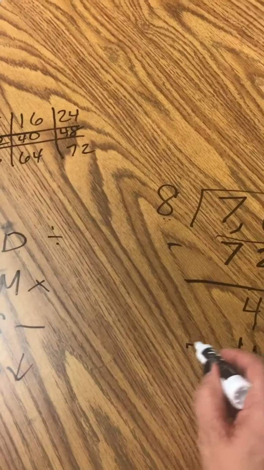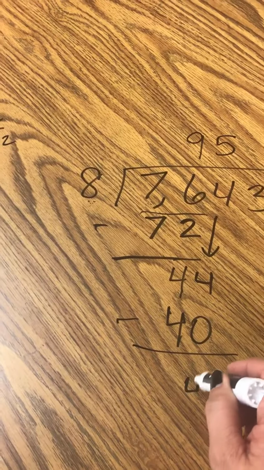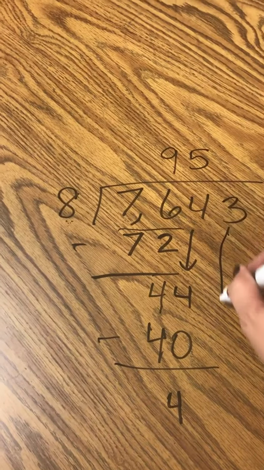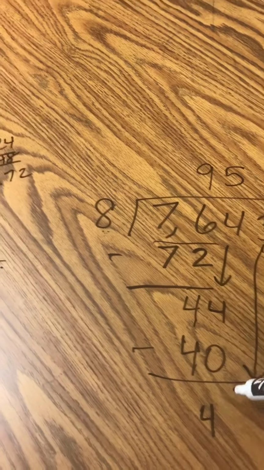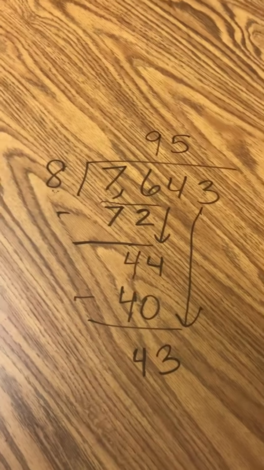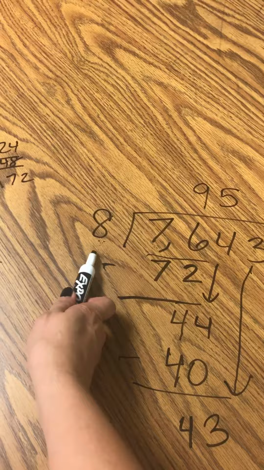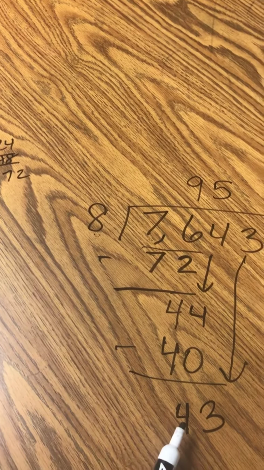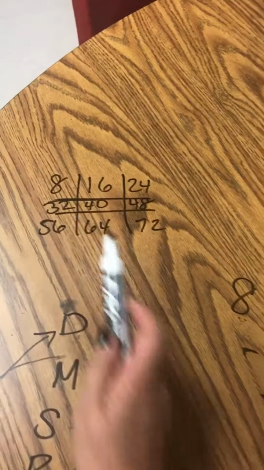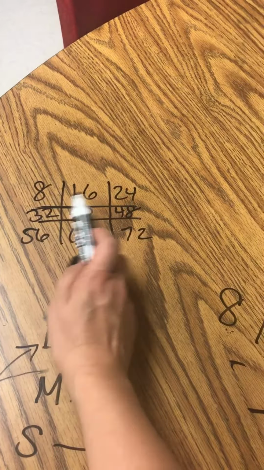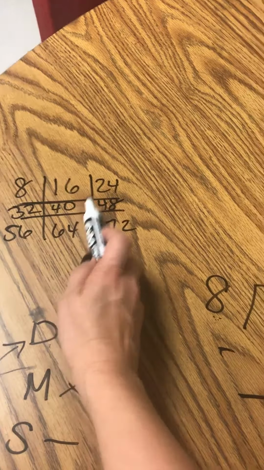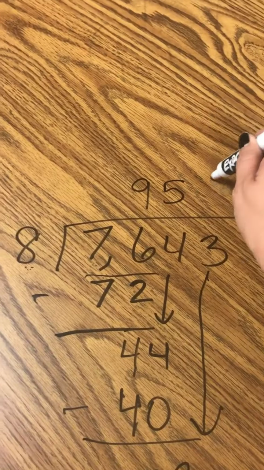We subtract those two numbers. Then the next step is to bring down. I have one more digit to bring down, a 3. My new number that I need to divide is 43. 43 divided by 8. Again, we need to find how many times 8 can go into 43 without going over. When I do that, I notice I can do that 1, 2, 3, 4, 5 times. So I put a 5 up here.